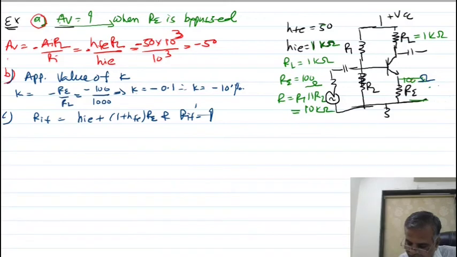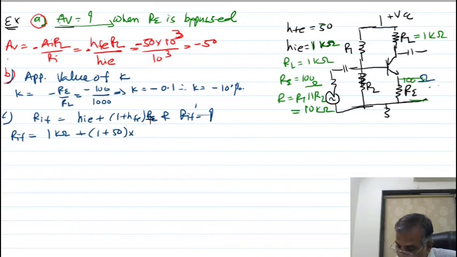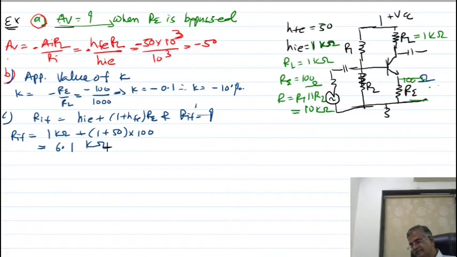So very simple. What is RIF? HIE, you know this HIE. So HIE is 1 kilo ohm. This is your 1 plus 50 multiplied by what is RE? 100. So if I calculate this, I can get 6.1 kilo ohm. Yes, 51. Yes, this is okay.